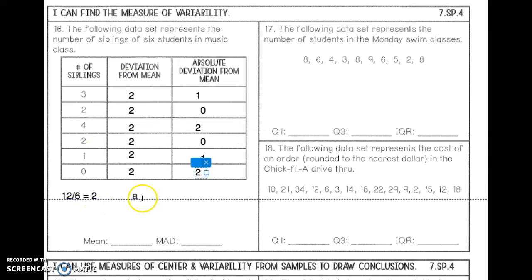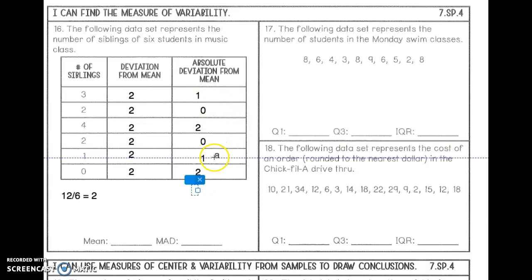Alright. Now, let's see here. Note this down. If we add these up now, 1 plus 2 is 3, plus 1 is 4, plus 2 is 6. So 6 divided by 6 equals 1. So our mean is 2, and our mean absolute deviation is 1. Alright, let's look at number 17.